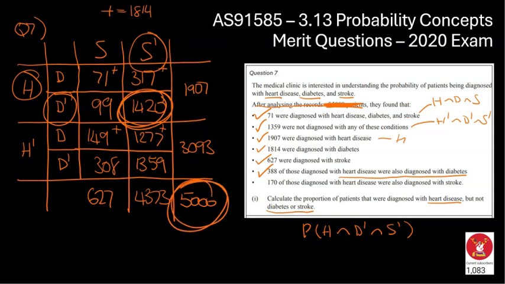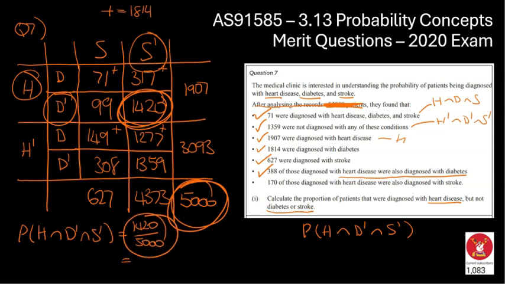And don't forget, that's out of the 5,000 people in total. So the probability of having heart disease, not a stroke, and not diabetes, sorry, I keep saying those the wrong way around, is going to be equal to 1,420 divided by 5,000. That's a fraction. Plug it into your calculator as division, and hopefully you're getting 0.284. That was the exact number, so I didn't need to deal with any rounding there.